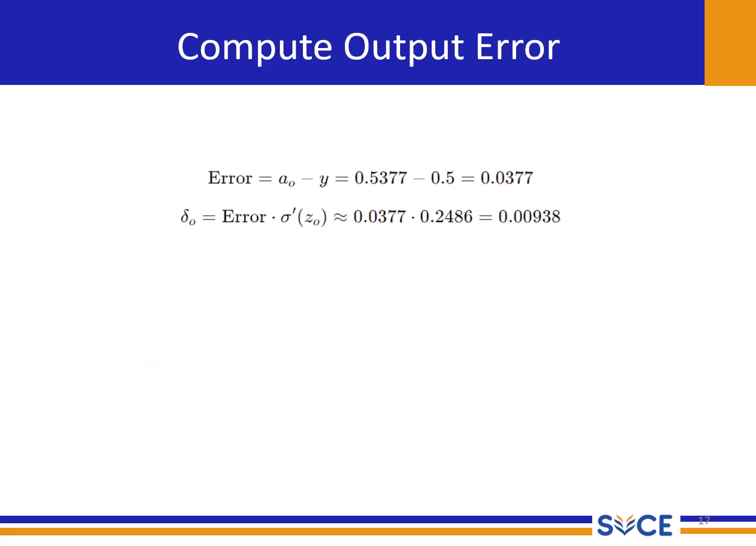The next one is to compute the output error. So here this will compute the error by taking the actual value and the predicted value. Here A_O is the output given by the model, and Y is the actual value for the output. Now the model predicted the value as 0.5377 and the actual target value is 0.5. These two are subtracted to compute the error. Then the delta is computed by multiplying the error with the derivative of sigmoid of Z output. So here the error is 0.0377, which is applied to the sigmoid of the output.